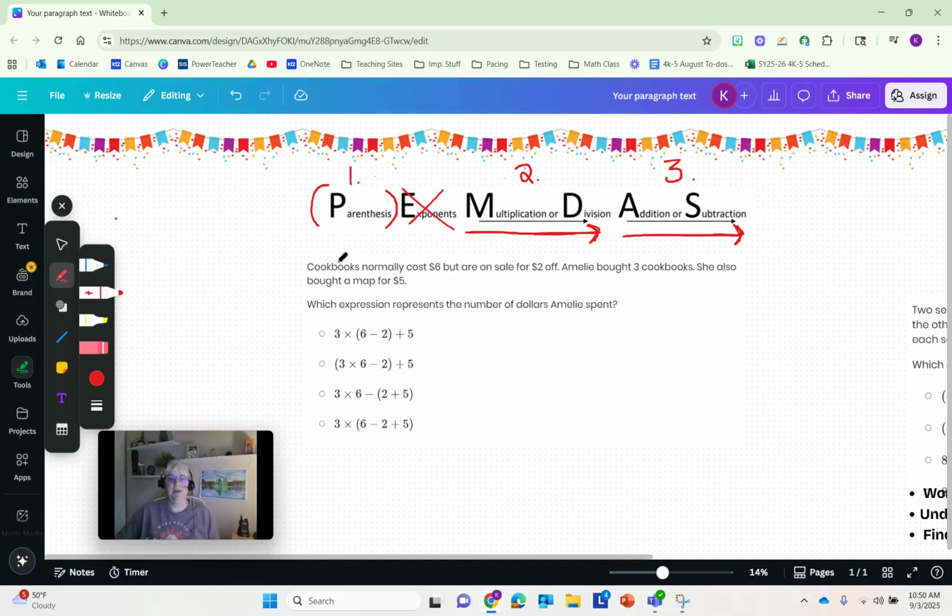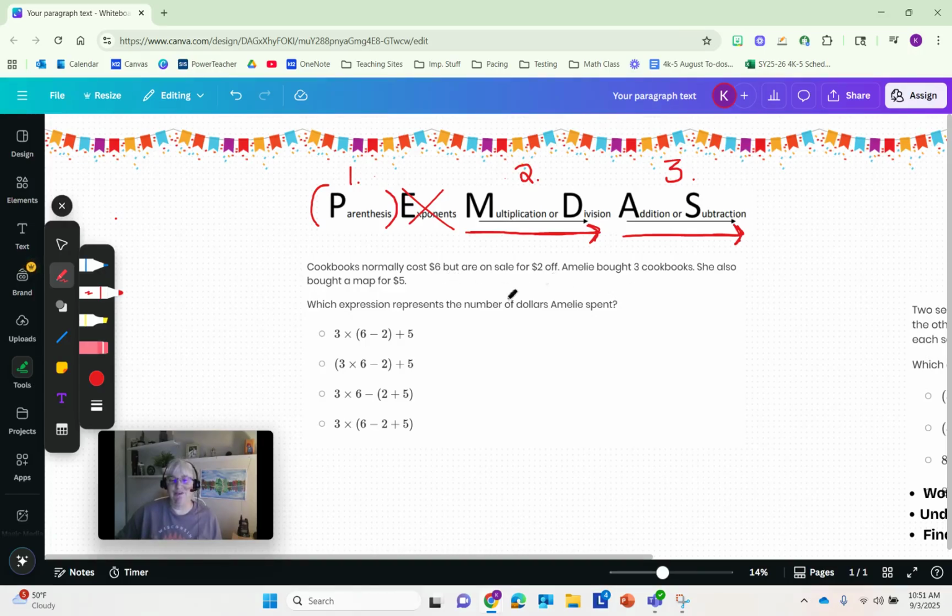Here's a problem. Cookbooks normally cost $6 but are on sale for $2 off. Amelie bought 3 cookbooks. She also bought a map for $5. Which expression represents the number of dollars Amelie spent? And we have some options here. Now, we could work through these options and come up with a number, but that's not going to help us figure out the answer. They aren't asking for a number.